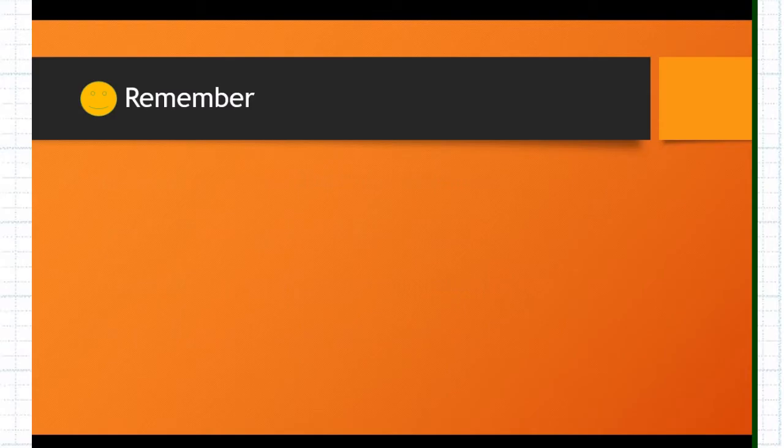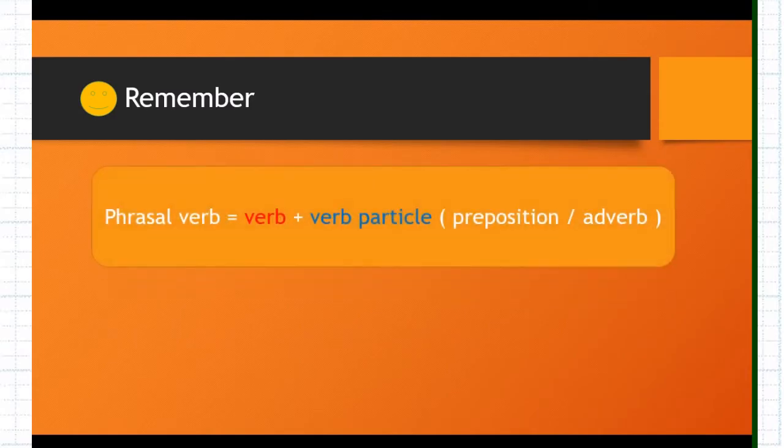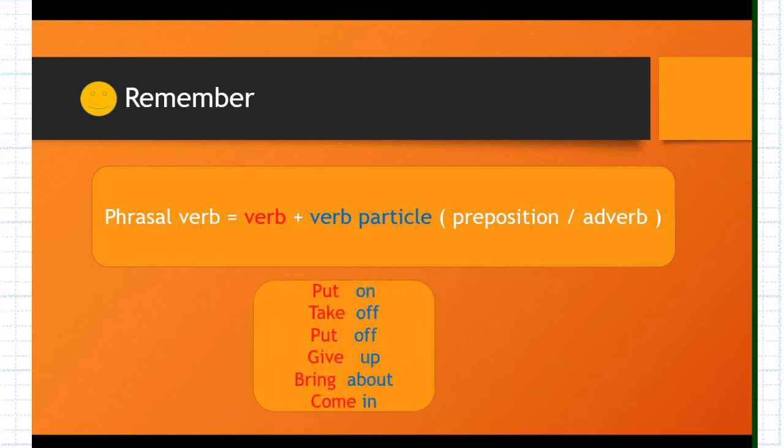So remember, the structure of a phrasal verb is the verb plus the verb particle. It can be a preposition or an adverb. Some examples: put on, take off, put off. If we change the verb particle, like on, off, etc., automatically we change the meaning of the verb. Give up, bring about, and come in.